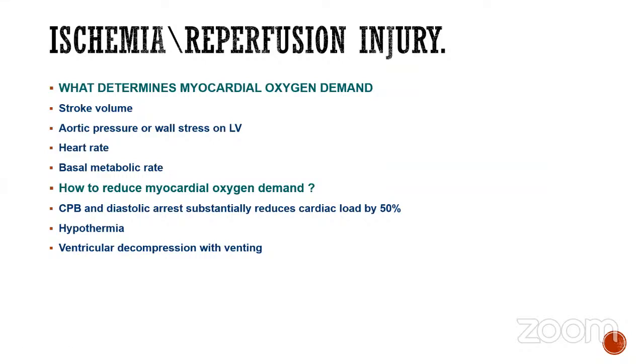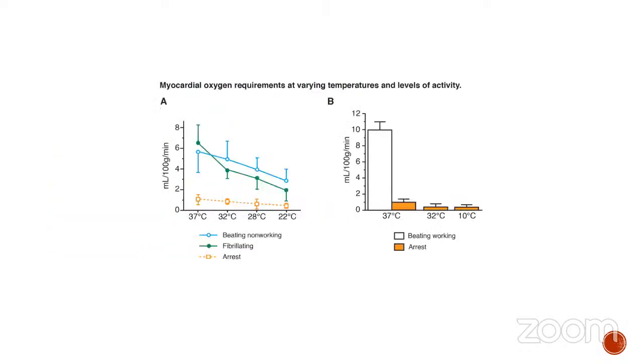So what determines myocardial oxygen demand? Several things such as stroke volume, aortic pressure, or wall stress on the LV, heart rate, basal metabolic rates. And how can we reduce myocardial demand? Myocardial oxygen demand is reduced by cardiopulmonary bypass, diastolic arrest, hypothermia, and ventricular decompression. All these strategies can help in decreasing the myocardial oxygen demand.